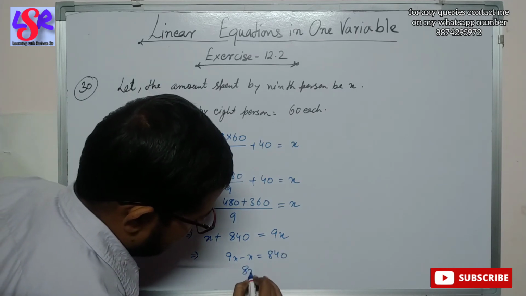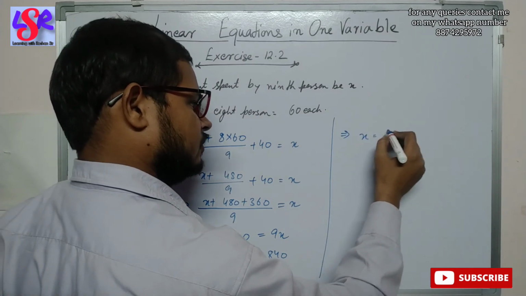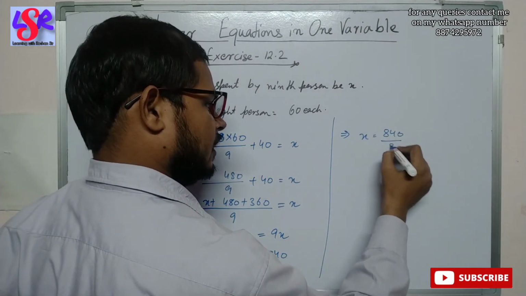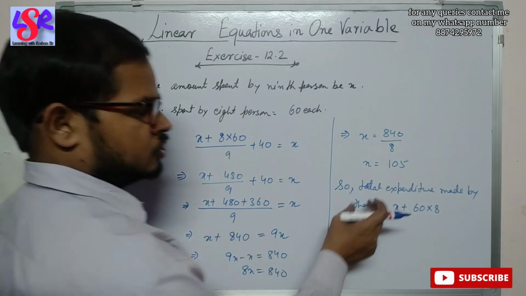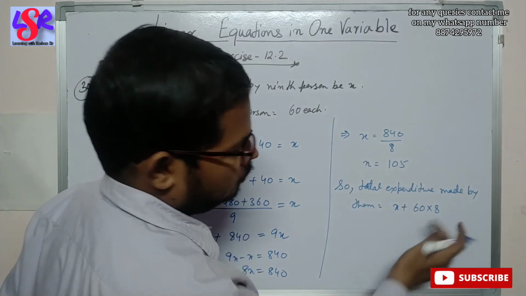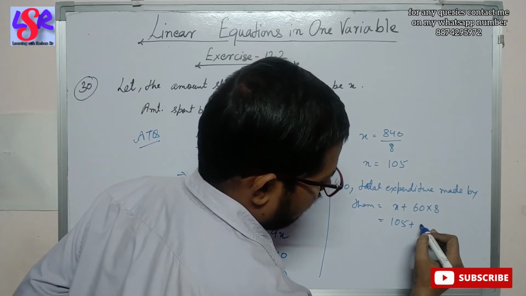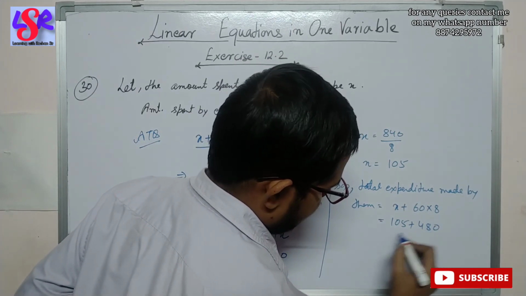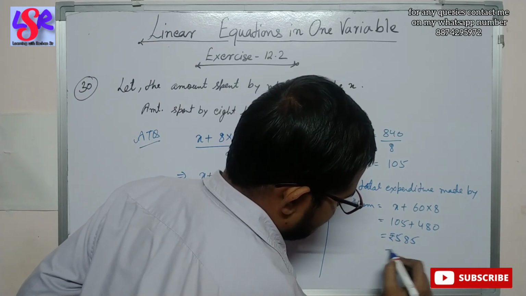That is 8X equals 840. And this will give you X equals 840 upon 8. And here X will be equal to 105. So total expenditure made by them will be X plus 60 into 8. And here the value of X is 105 plus 60 into 8, which is 480. So this will be 585 rupees as the answer.